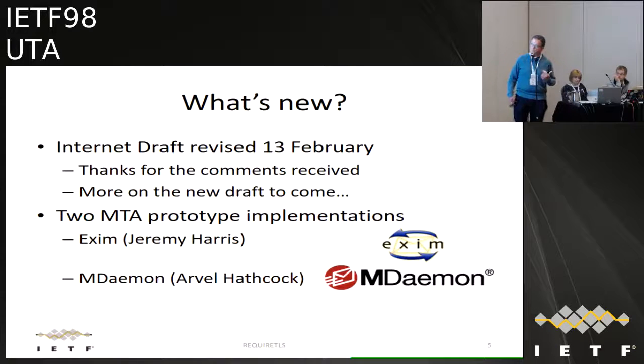So I put out this new version of the draft mid-February with the things that I described. Particularly the require TLS equals no is the biggest change there. There are now two prototype implementations, one for XIM and one for MDemon, that have been done, and we've done some limited interoperability testing. We have some more to do there, but we have at least the ability to exchange require TLS protected messages with those. Next.